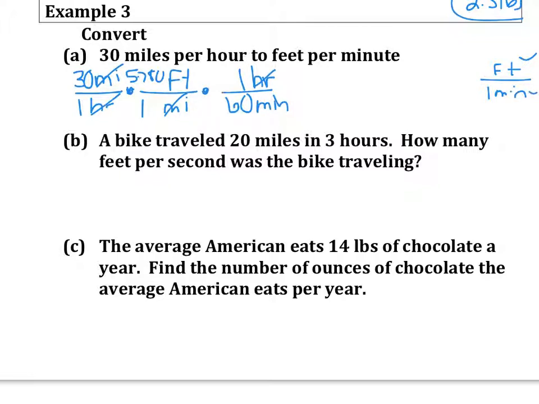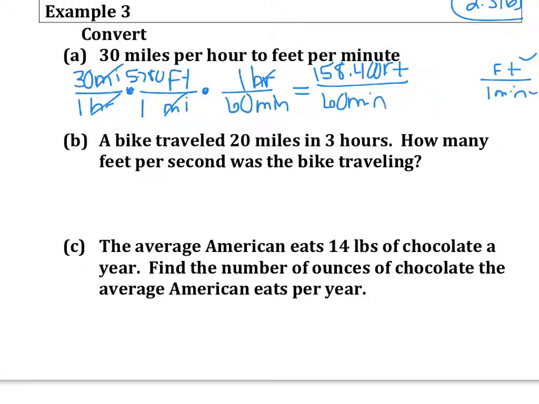So at this point, once I have those both checked off on the side, I can multiply across. So in the numerator, I'm going to multiply 30 by 5,280 feet by 1, and I get a product of 158,400. So 158,400 feet. And in the denominator, I have 1 times 1 times 60. So that's in 60 minutes time.